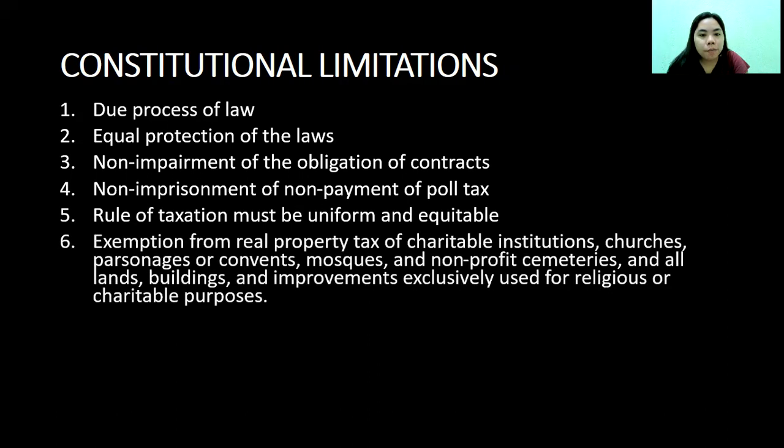Then exemption from real property tax of charitable institutions, churches, parsonages or convents, mosques, and non-profit cemeteries, and all lands, buildings, and improvements exclusively used for religious or charitable purposes. So for real property, they are exempt from real property tax only. Take note of that, it might come in your examination. So take note that only real property tax is exempt for religious or charitable institutions.